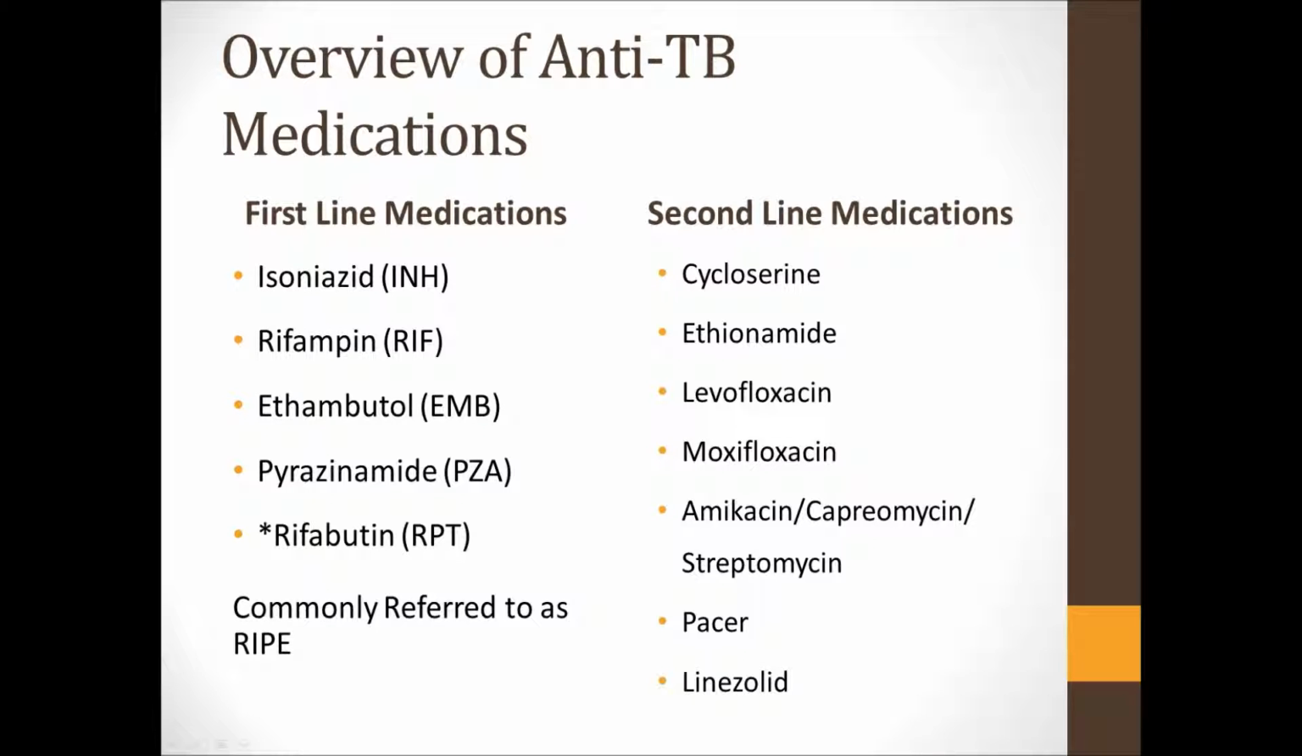Lesson 4, Overview of Anti-TB Medications. The first-line medications are isoniazid, rifampin, ethambutol, pyrazinamide, and sometimes rifabutin, commonly referred to as RIPE. Second-line medications are cycloserine, ethionamide, levofloxacin, moxifloxacin, amikacin, capreomycin, streptomycin, PAS, and linezolid.